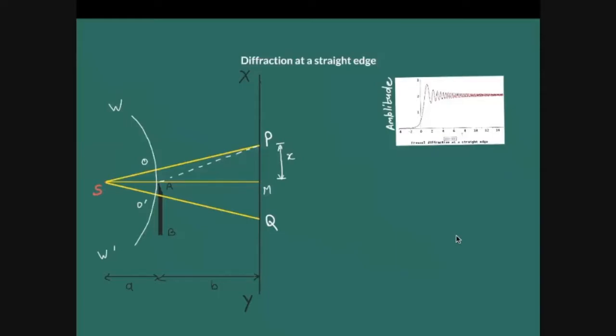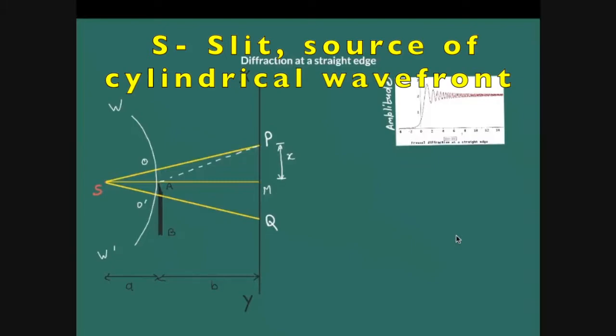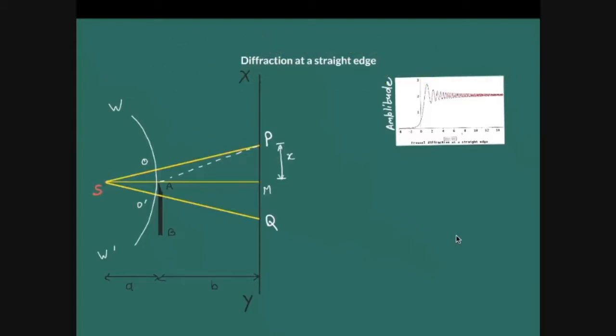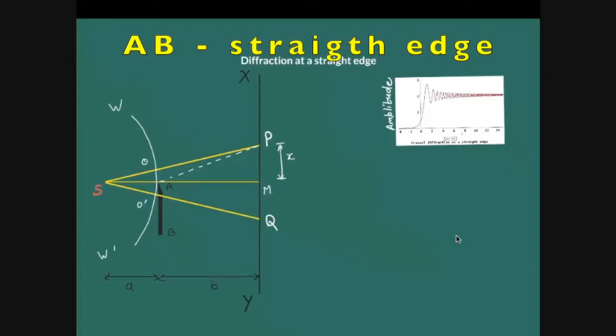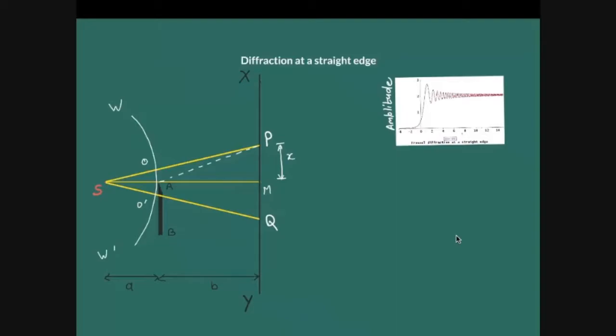So as you can see here, S is a slit which is giving out a cylindrical wavefront WW prime. If you have not understood what is a cylindrical wavefront, you can check out the video which is given in the description box. And AB is straight edge which is obstructing this wavefront WW prime. So S is actually a slit which we are observing from perpendicular direction. So it might appear as a dot, so do not confuse it with a spherical wavefront.